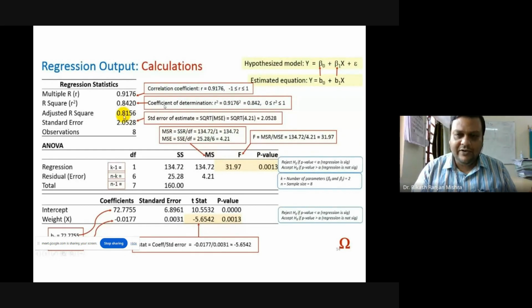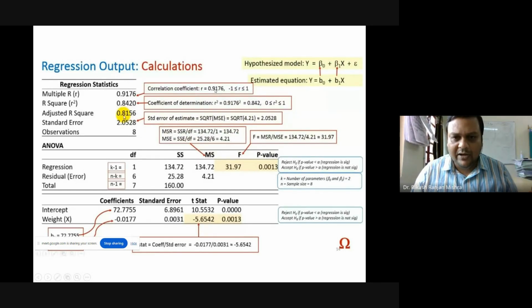If it is far away from 1 and close to 0, then your model will not be good. It will be considered moderate, or maybe poorly fit or something like that. So that is the idea. That's why we are getting 0.8420. 0.8420 is basically nothing but the multiple R square.